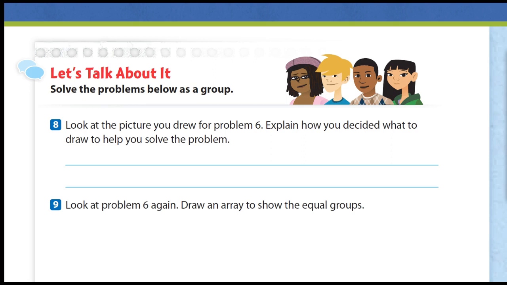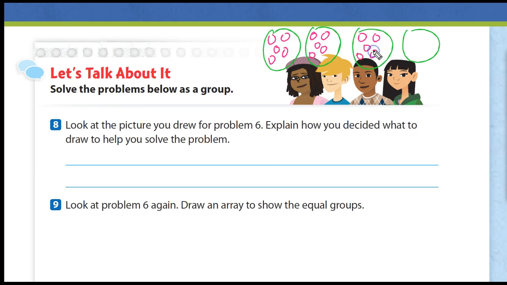So in problem 6, you drew this, right? This is what you drew. It said 4 apple trees with 5 apple trees in each. So you had 1, 2, 3, 4, and then you had 5 in each one. 1, 2, 3, 4, 5. Okay? So look at the picture you drew for problem 6. There you go. Explain how you decided what to draw to help you solve the problem.